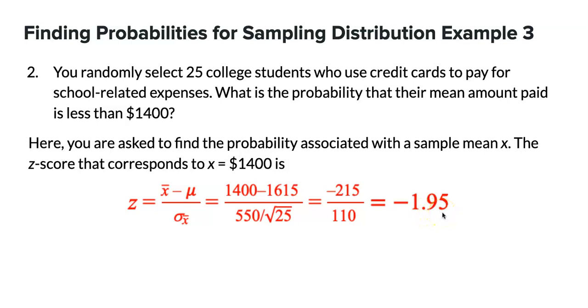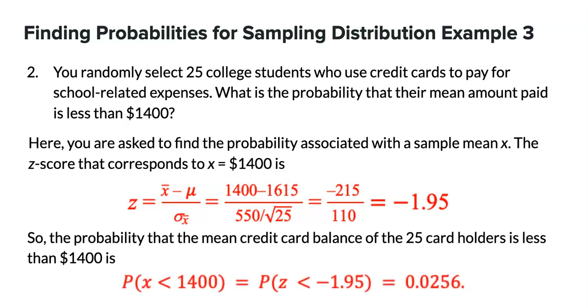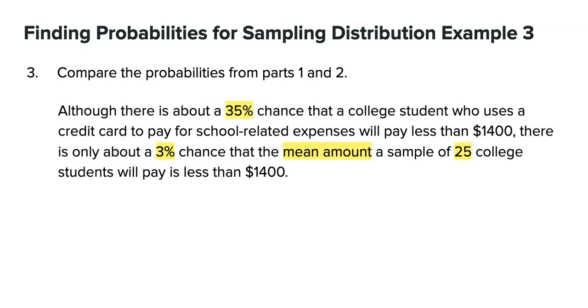Now notice they were very similar. They both had to do with less than 1400. But the first one was dealing with a certain value in a population, while this is talking about the sampling distribution. The probability this time is going to come out to be much, much smaller, 0.0256. Let's interpret this, okay? Why are they so different? Because they're talking about two different things. But let's compare the probabilities from part 1 and part 2.